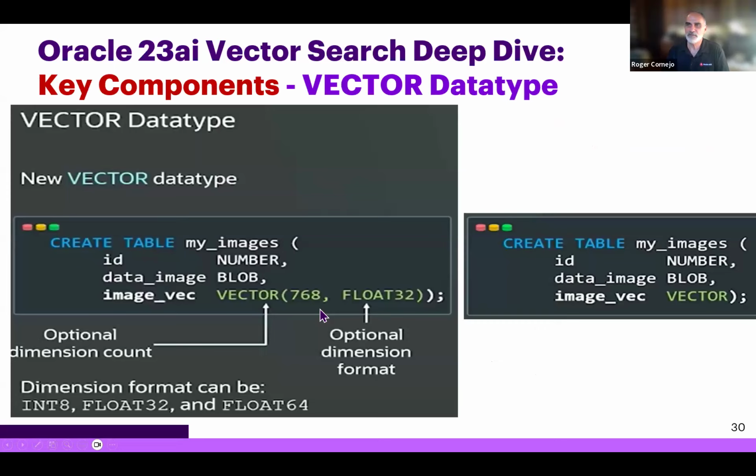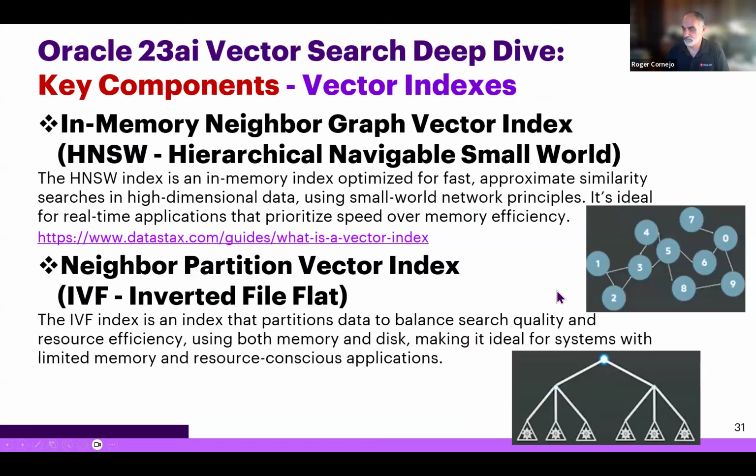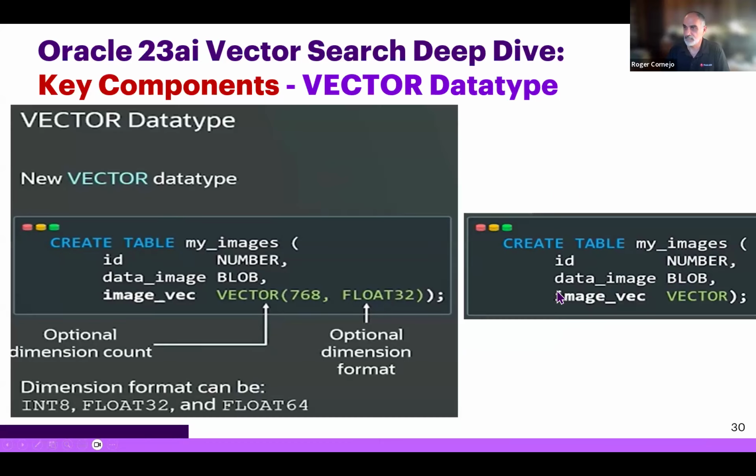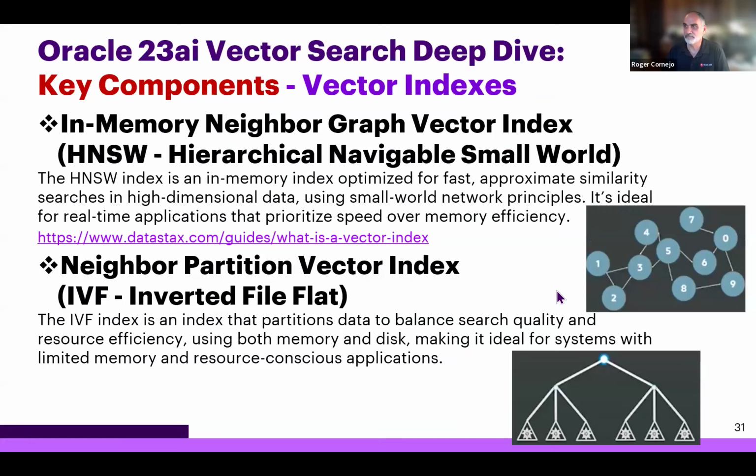So the vector data type, what is that? Essentially it goes in your create table statement. I'm just using this data type VECTOR, and there are a few optional parameters for the dimension count and dimension format. And you don't have to use those. Over here on the right is the smaller version of that. I'm just taking the defaults when I say VECTOR as my data type. Okay, I think I got some slides out of sequence, but I'll go ahead anyway.